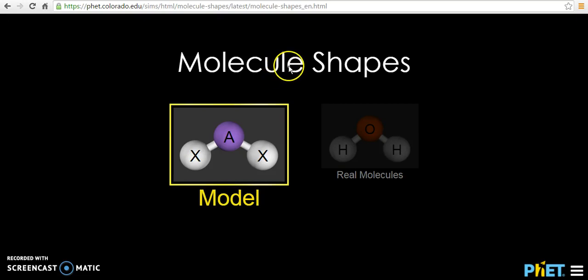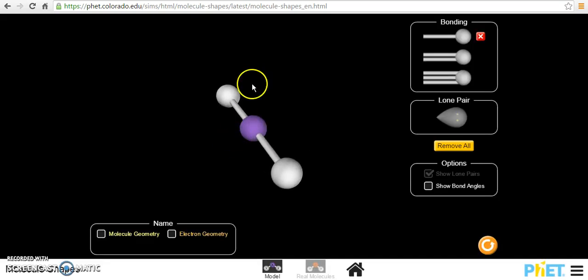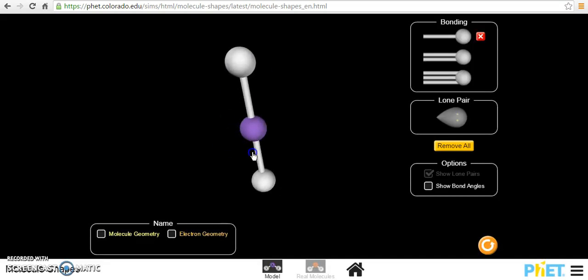Hello, today we're looking at a simulation for molecule shapes. So we could either choose to look at a model of a molecule or look at some real molecules, but we'll start off looking at a model. The simulation is really simple and easy to use.